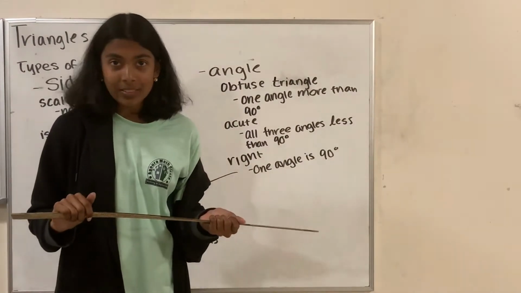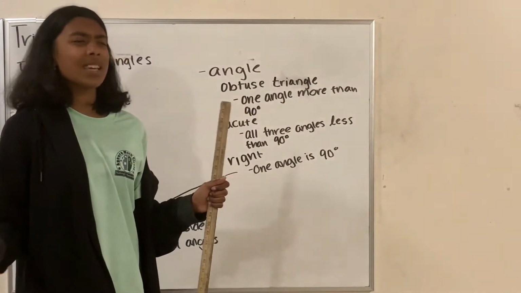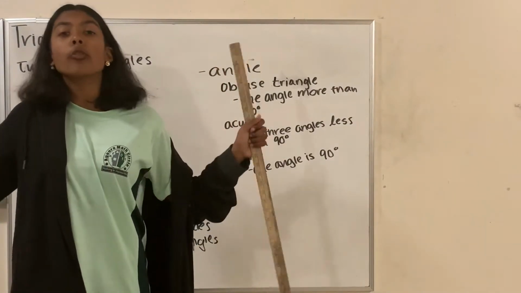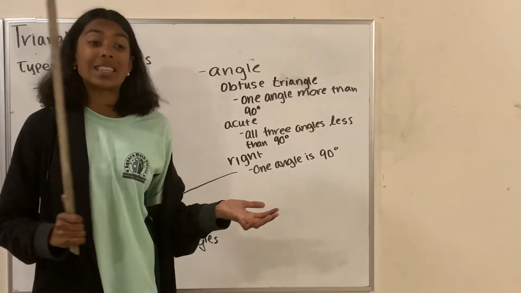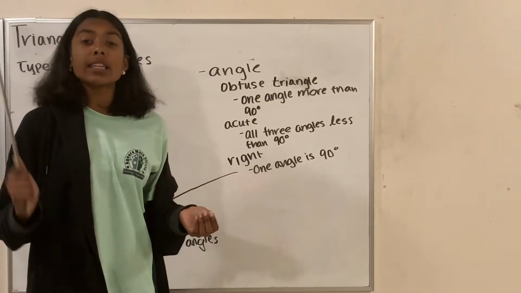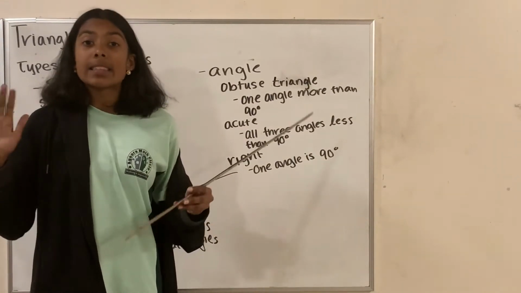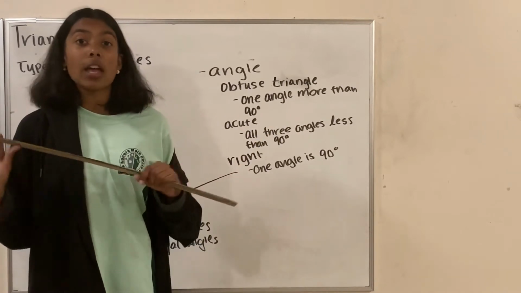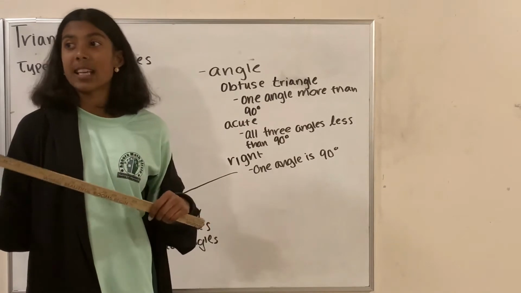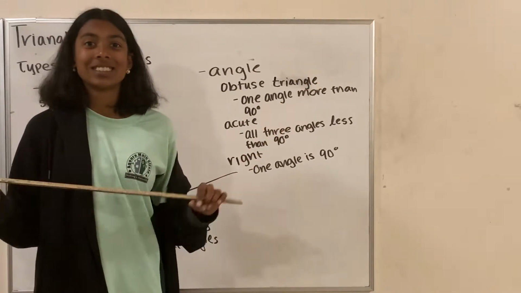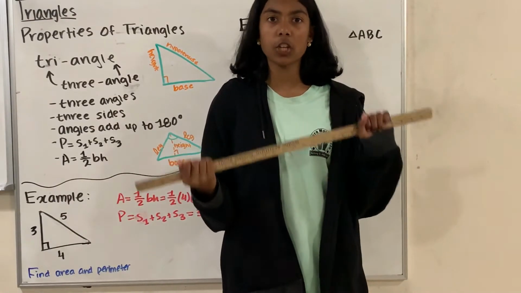You'll see why later. So from this, we can get one overall triangle, which is an equilateral triangle. And it's classified by both its sides and angles. In an equilateral triangle, all three lengths are the same and all three angles are the same. So it's like the perfect triangle. So now let's move on to properties of triangles.